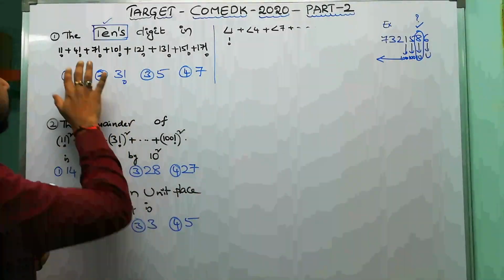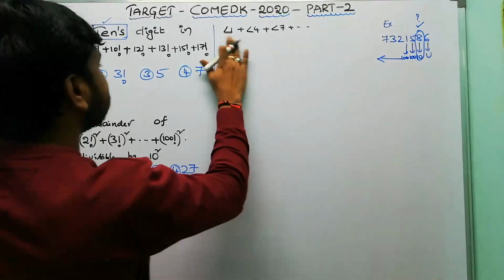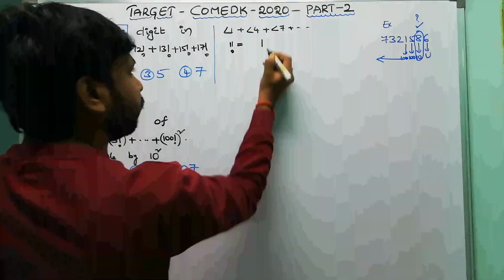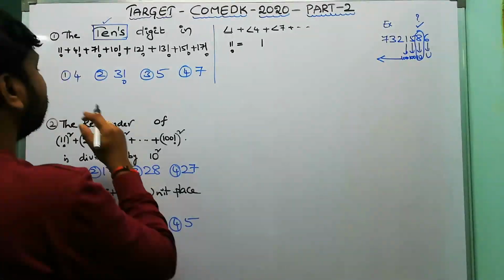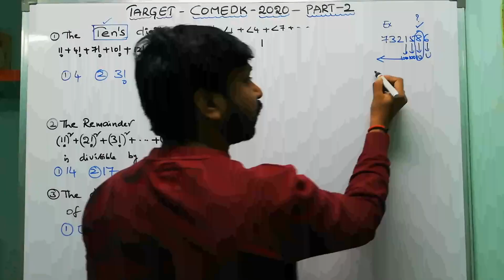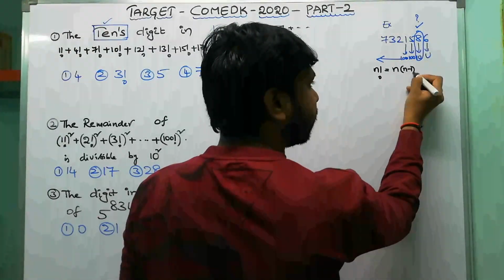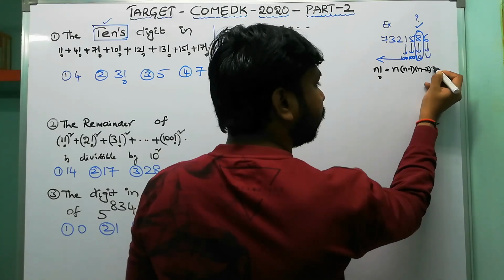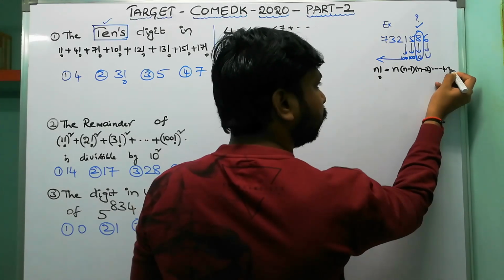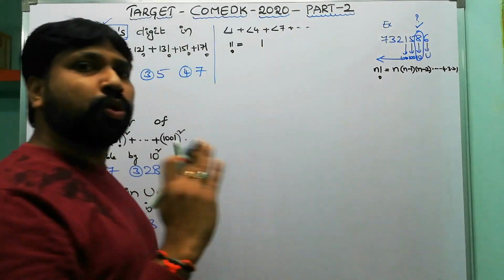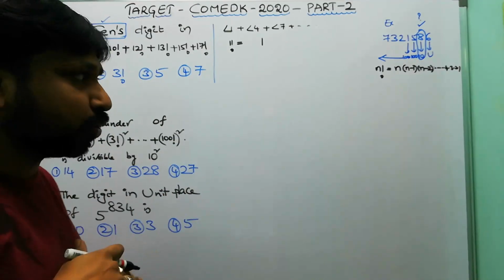Look here, friends: 1 factorial plus 4 factorial. Let us simplify first. 1 factorial is equal to 1. First of all, how do you evaluate a factorial? n factorial can be written as n into n minus 1 into n minus 2 into n minus 3, and so on, down to 4 into 3 into 2 into 1. That multiplication down to 1 is the factorial result.